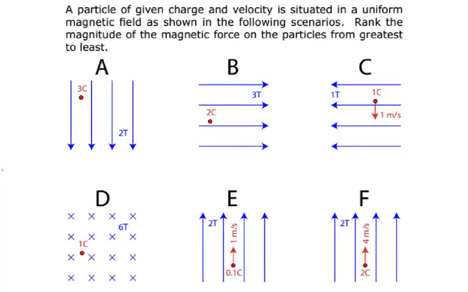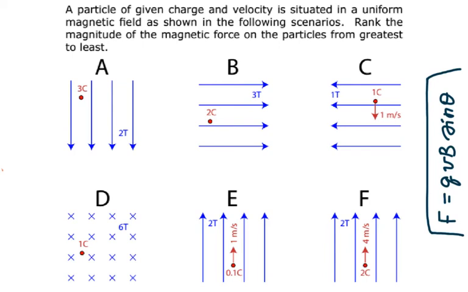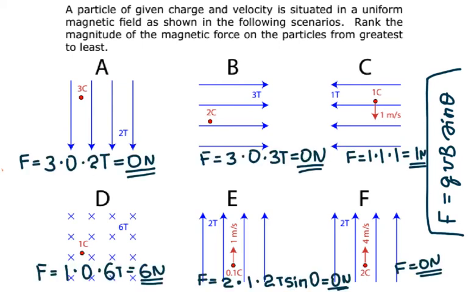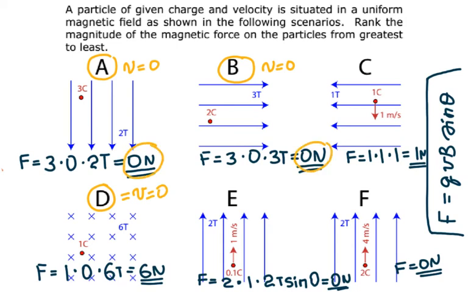Here I have the next question that I found also in the study guide for AP Physics 2. A particle of given charge and velocity is situated in a uniform magnetic field as shown in the following scenarios. Rank the magnitude of the magnetic force on the particles from greatest to least. The force acting on the particle by the magnetic field is equal to qvB sine theta, and we're going to use this formula for every single particle in A, B, C, D, E, and F. In A, B, and D, the velocity is equal to 0, so the force acting on the particle is equal to 0.